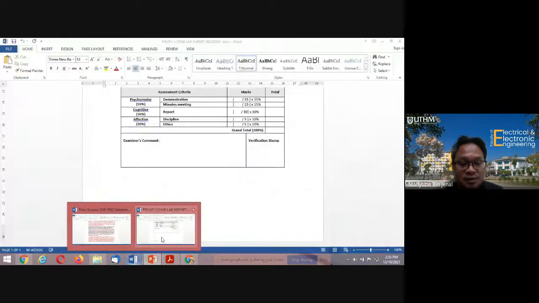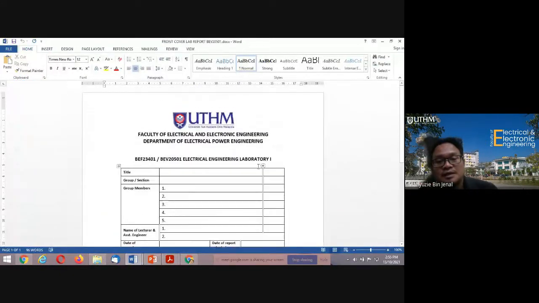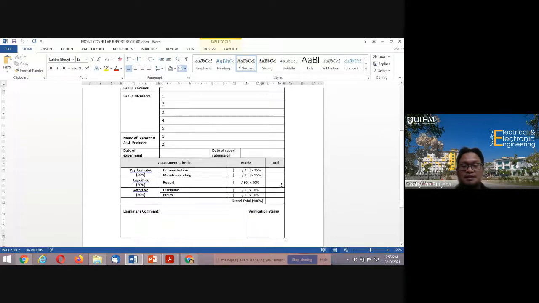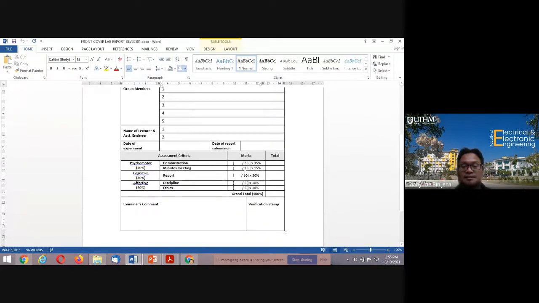This is the front cover. This is how the lab front cover looks like. So you have the title, the group session. Make sure you write down your lecturer's name properly. So you should have the correct lecturer. Then these are the marks, so the total, et cetera.